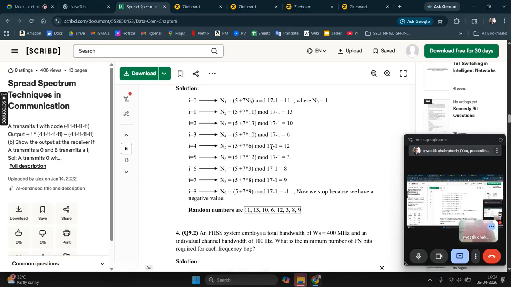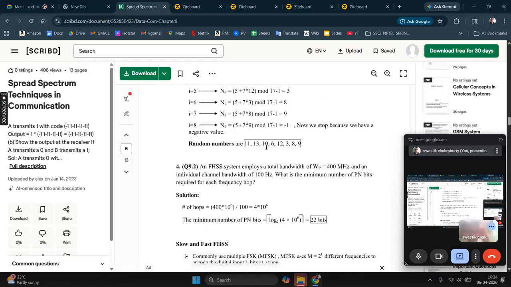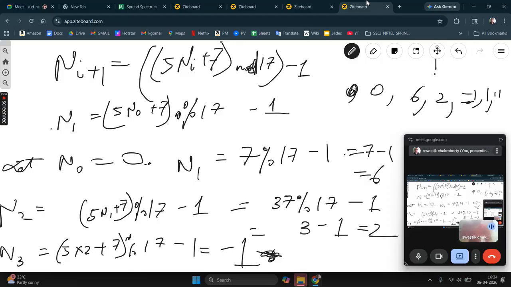So the random numbers will be 11, 13, 10. Now here we have got minus 1. So the random numbers will be 0, 6, 2. If we stop when we get the first negative number, the random numbers will be 0, 6, 2 by that logic. Okay.